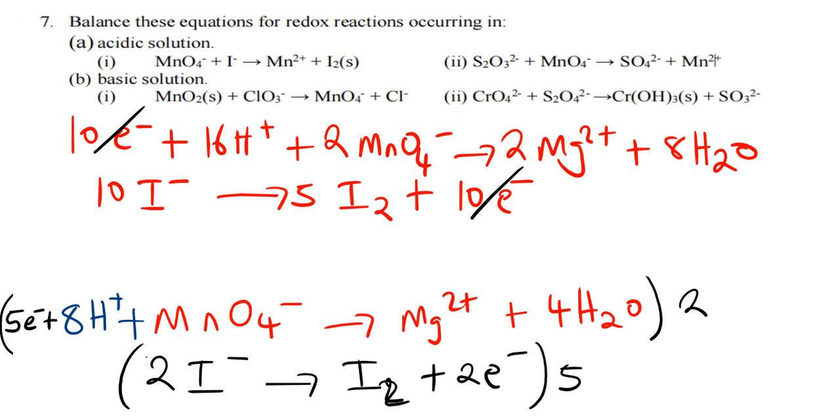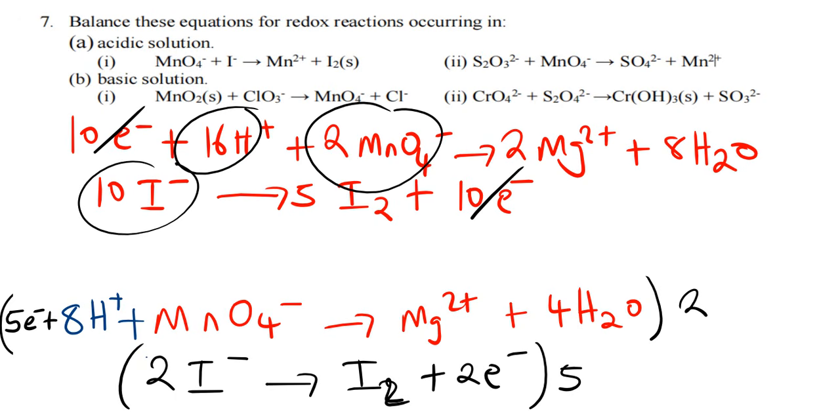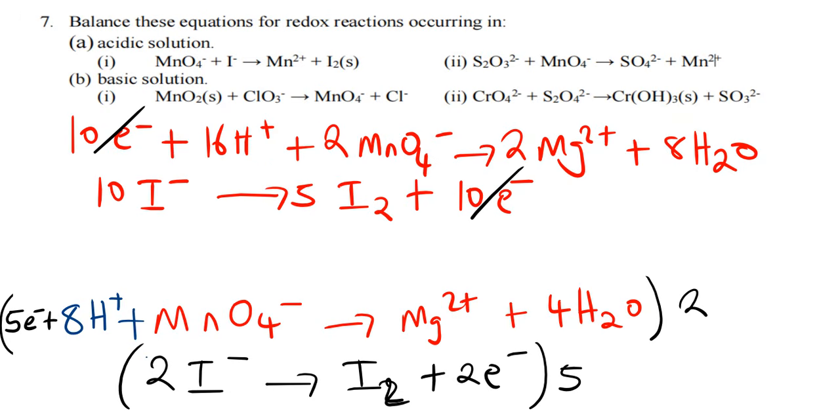Okay, so we remained with a 16H plus. We remained with only the reactants. We remained with 2 manganese oxide minus, and we remained with 10 iodine minus. Then for the products, we remained with 5 I2, we remained with 2 manganese, and we remained with 8 water molecules. So our final equation is going to be a very long equation. So I'm going to write it in blue. Whatever has remained on the reactants, write them.